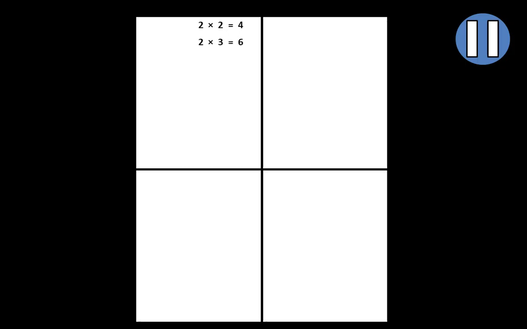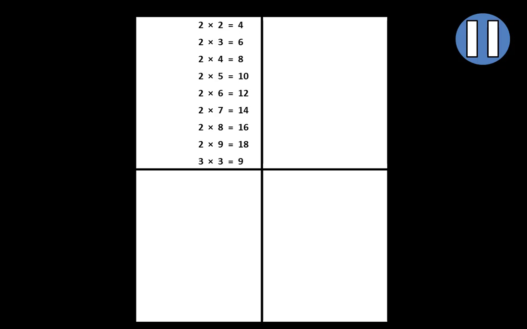2 times 3 is equal to 6. 2 times 4 is equal to 8. 2 times 5 is equal to 10. 2 times 6 is equal to 12. 2 times 7 is equal to 14. 2 times 8 is equal to 16. 2 times 9 is equal to 18.